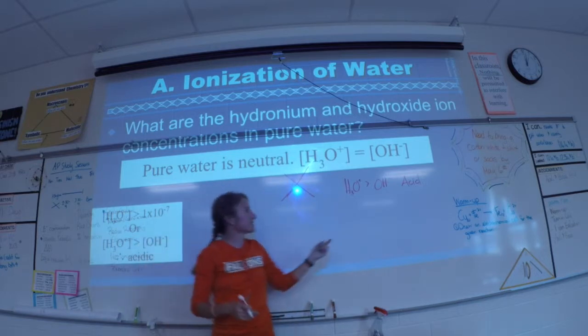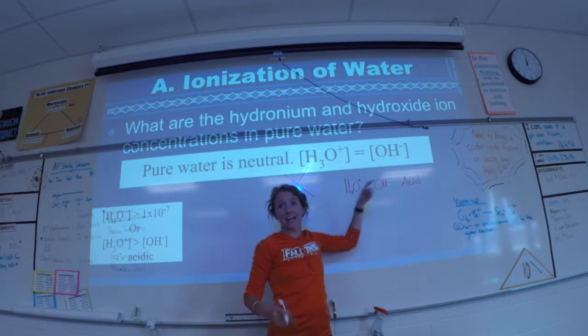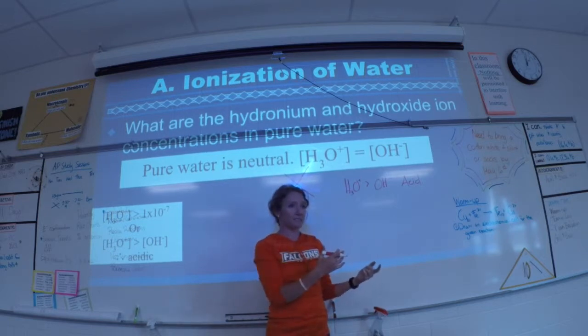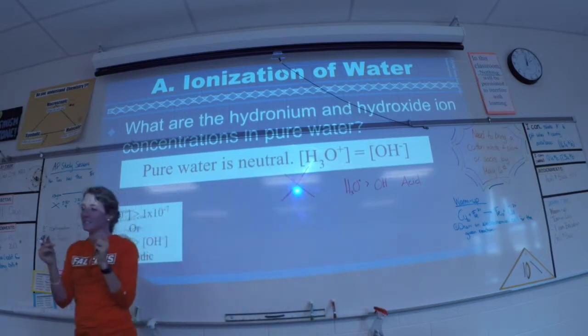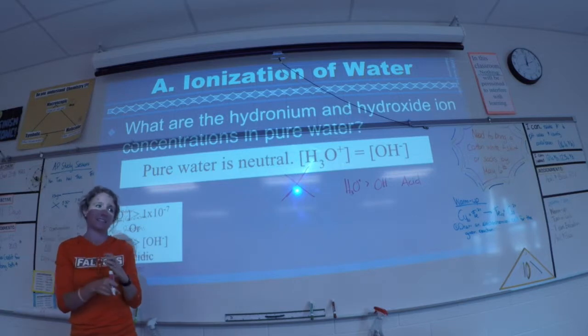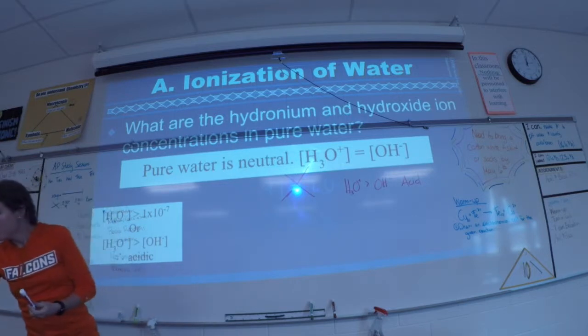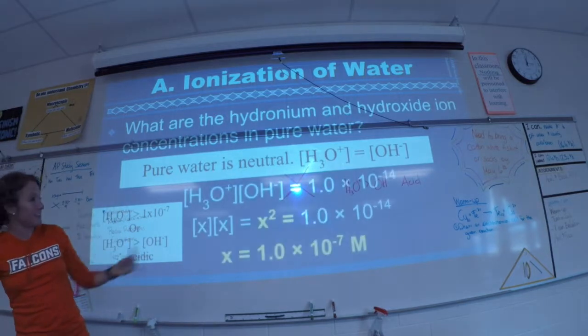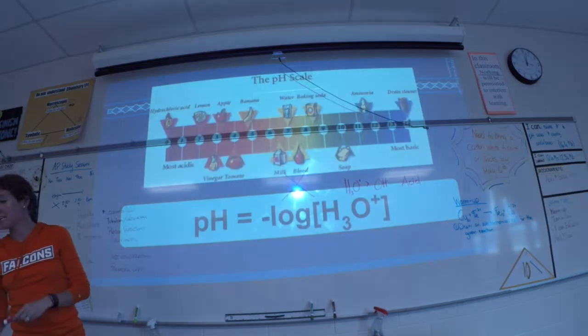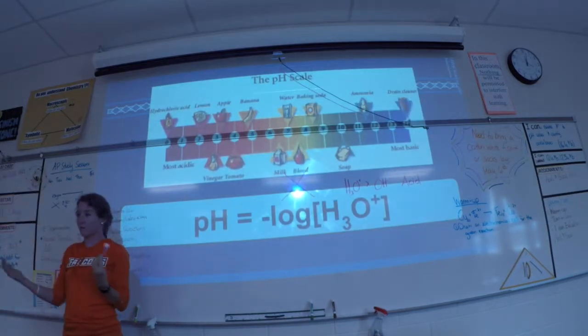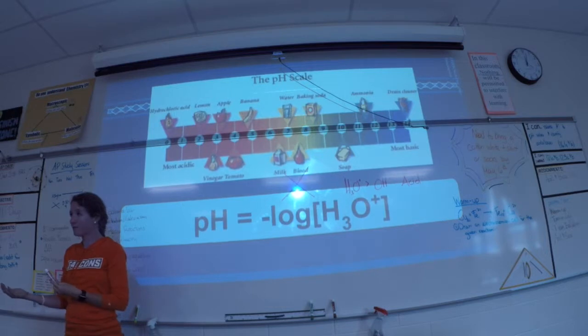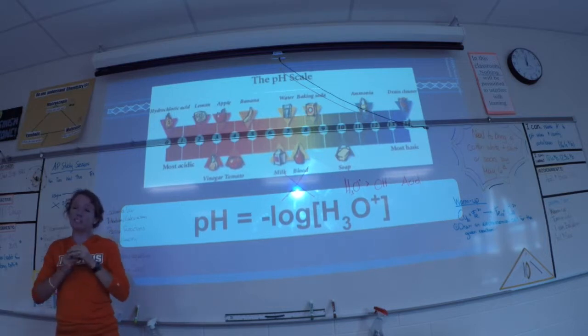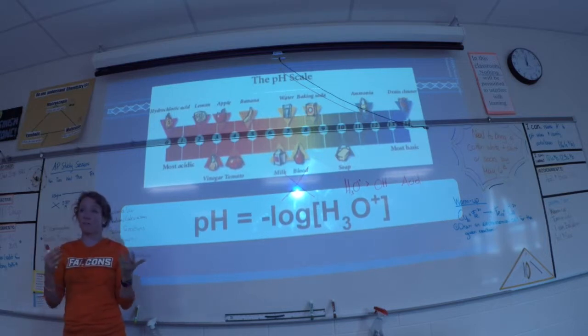And then vice versa, if you have more hydroxide, it would get more basic. So the amount of those species is what determines how acidic or basic something is. So our pH scale ranges, and notice because of 10 to the negative 14, from a range of 0 to 14 at room temperature. So the pH scale helps us know whether something is an acid or a base.